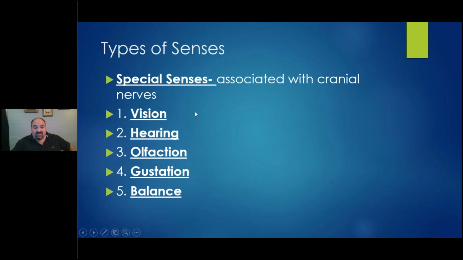Special senses we'll be looking at in the next chapter. Your sense of vision, your sense of hearing, olfaction, your sense of smell, gustation, your sense of taste, and your sense of balance. Balance and equilibrium have a lot to do with what's going on in the inner ear as well as your cerebellum.